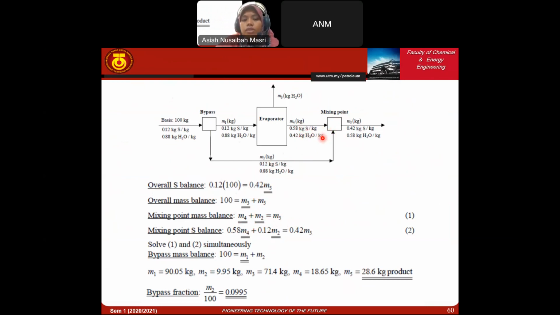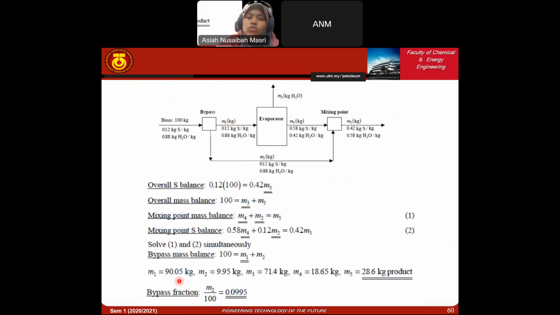Okay, and then we can continue with the bypass, right? Or you can continue with the evaporator also, no problem. Let's say we continue with the bypass mass balance. Why? Because this one we know, 100 kilograms. M2, just now we already solved it. So we can solve for M1, because it's simply 100 is equal to M1 plus M2. Thus we have solved everything.